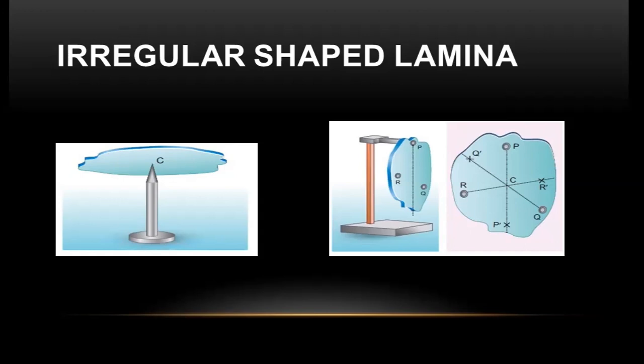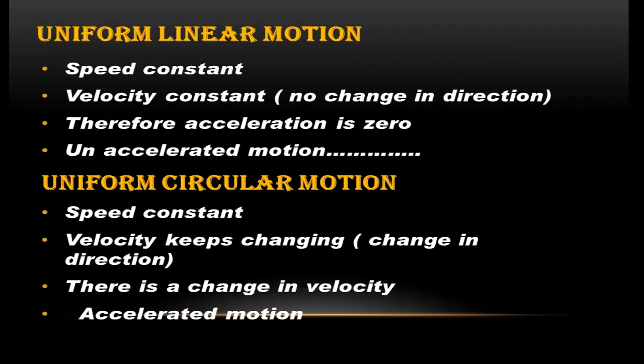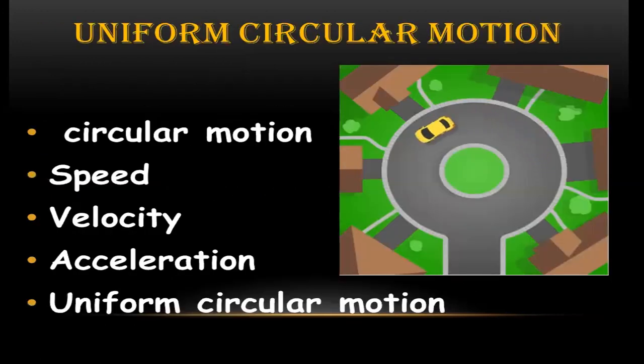Now moving on to the new portion. So moving on to the new topic. The new topic is uniform circular motion. So what is uniform circular motion? When a particle moves with a constant speed in a circular path, its motion is said to be the uniform circular motion. So just try to understand the definition properly. When a particle moves in a constant speed in a circular path, then it is a uniform circular motion.